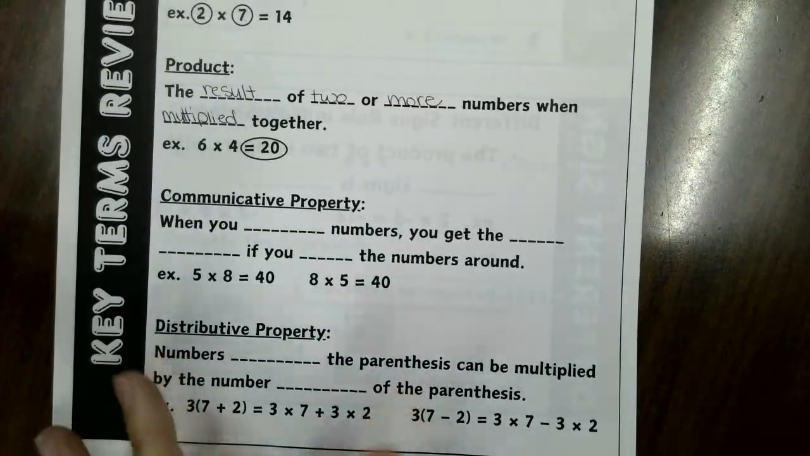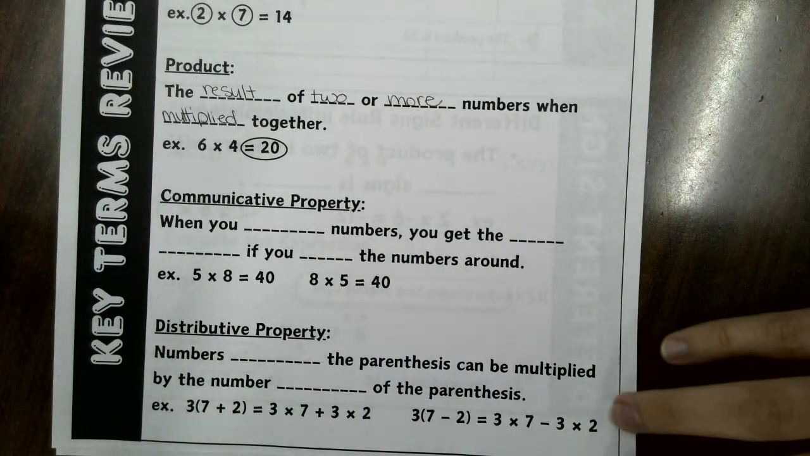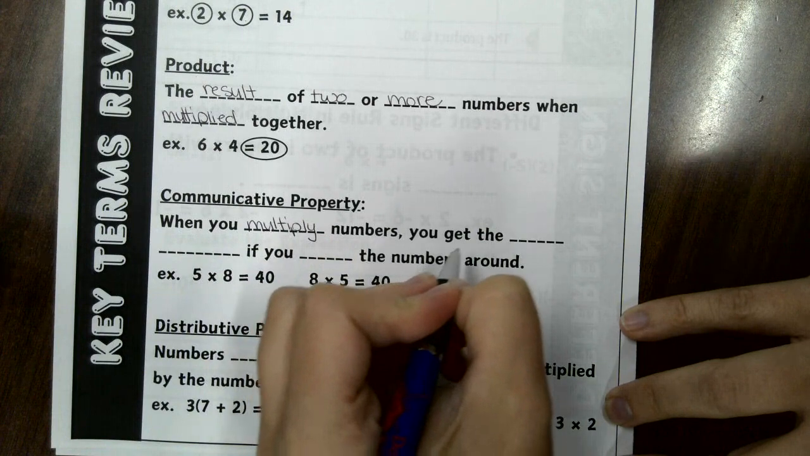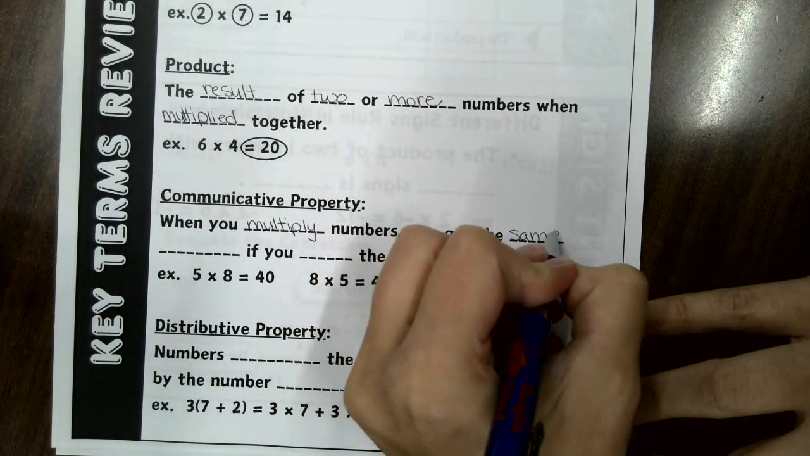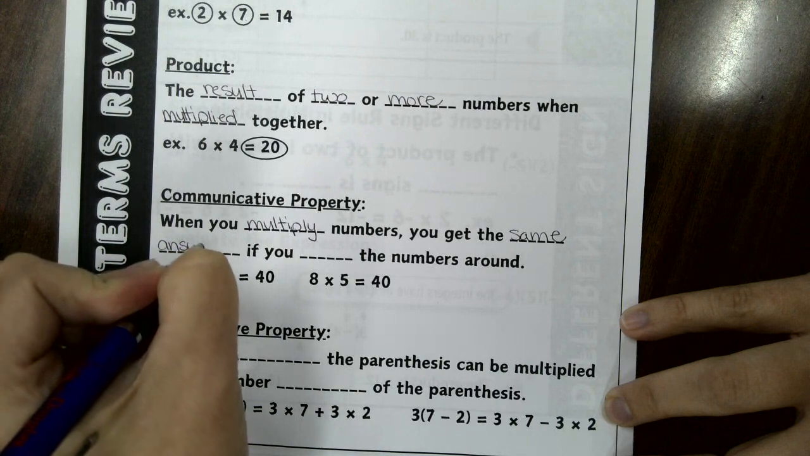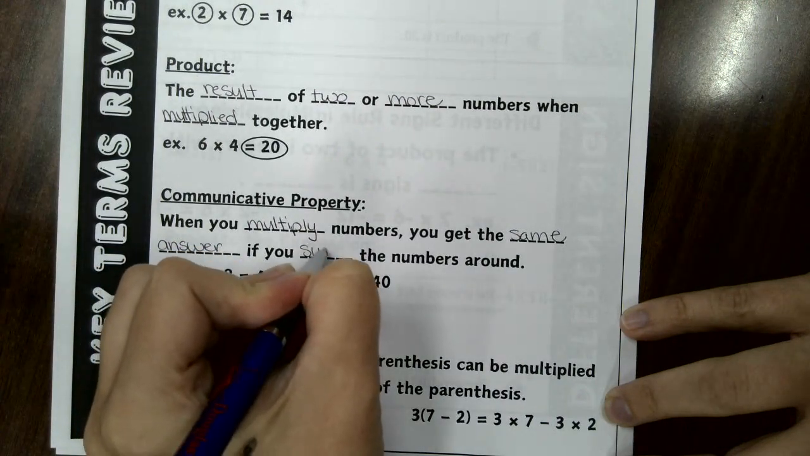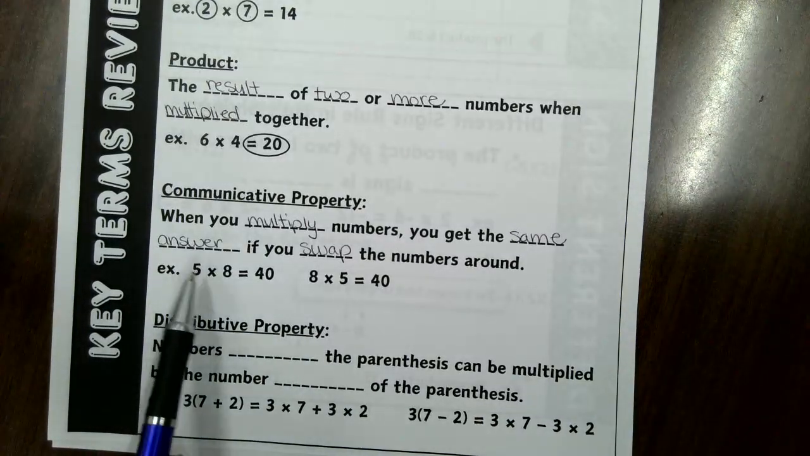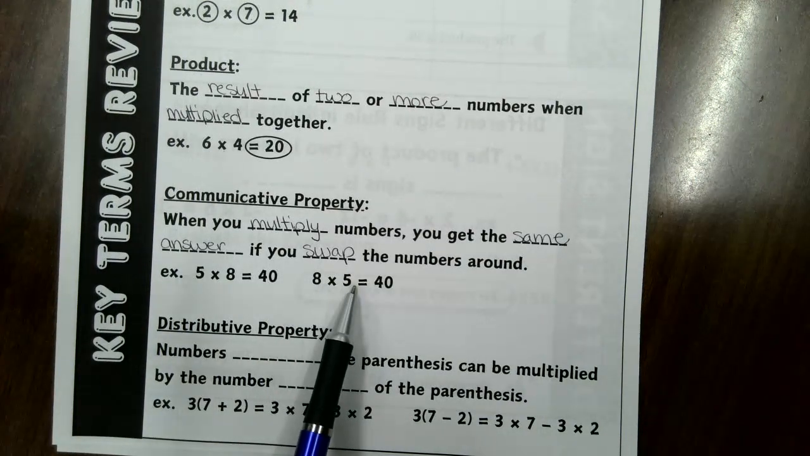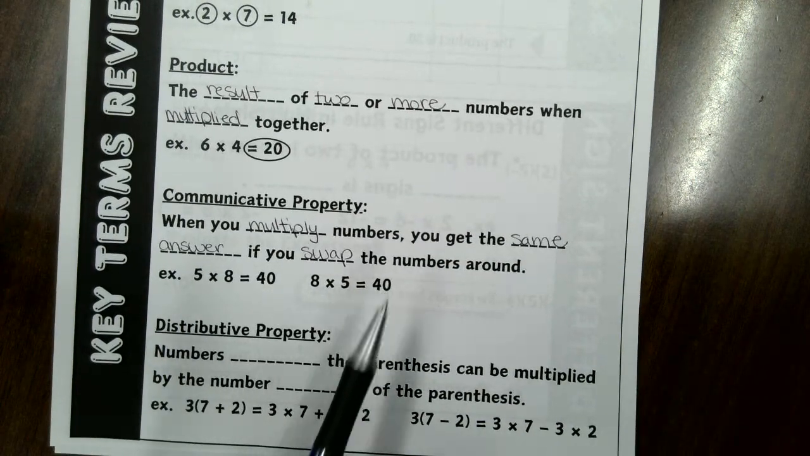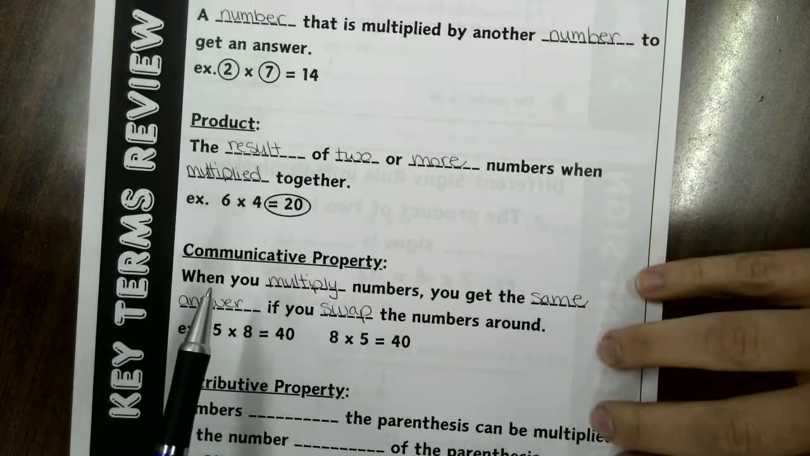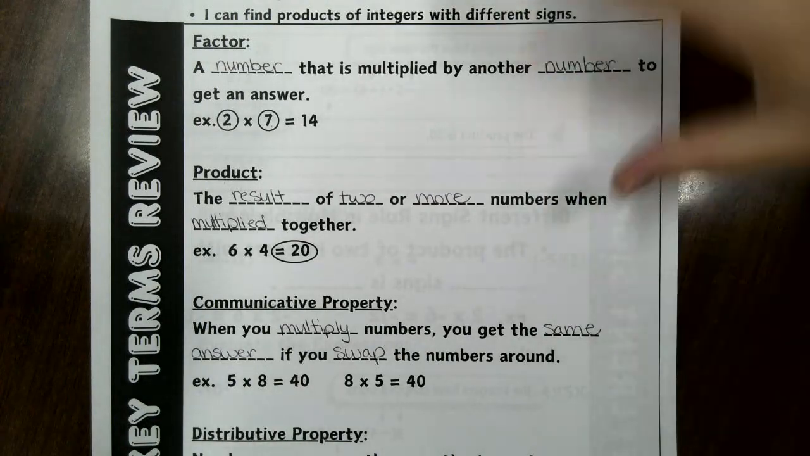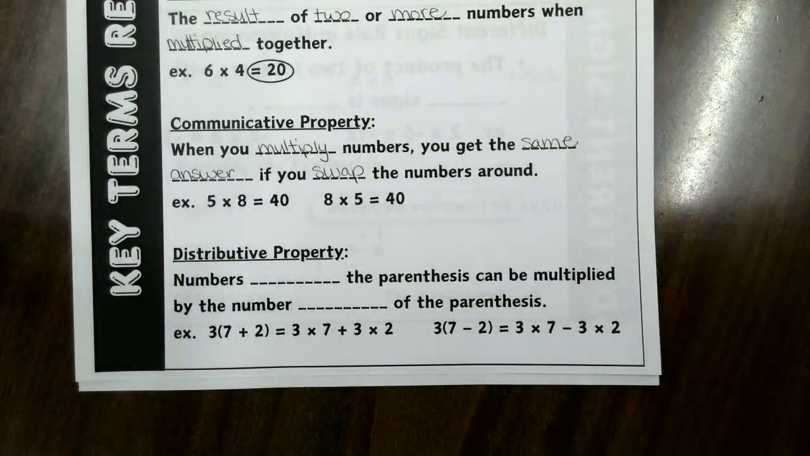We're going to move down a little bit further, the commutative property. When you multiply numbers, you get the same answer if you swap the numbers around. So with the commutative property, it doesn't matter if it's written as 5 times 8 or 8 times 5, you're still going to get the same answer, which is 40. These terms so far seem familiar to you because these are terms that you have learned in the last couple of years. So distributive property is our next review term.